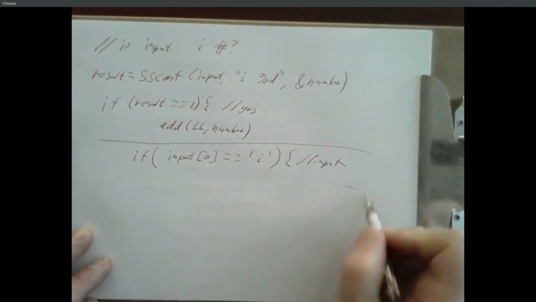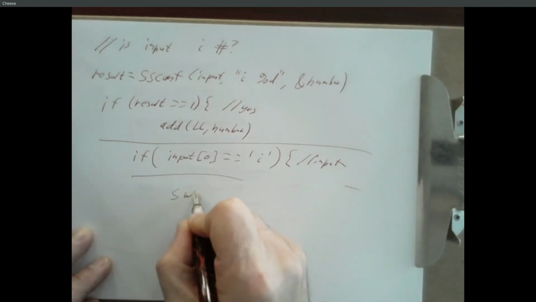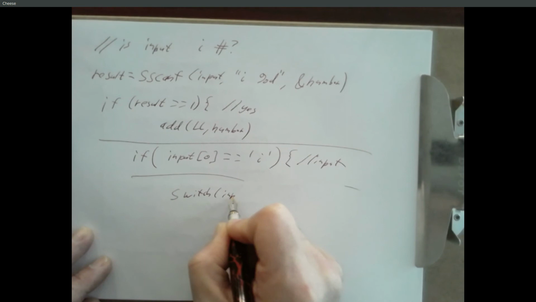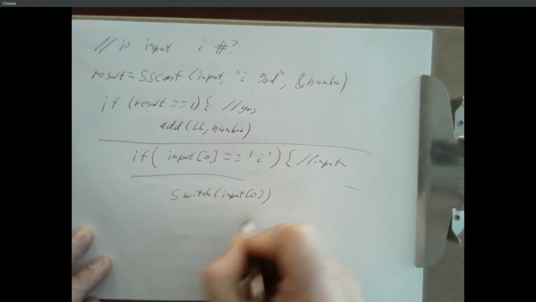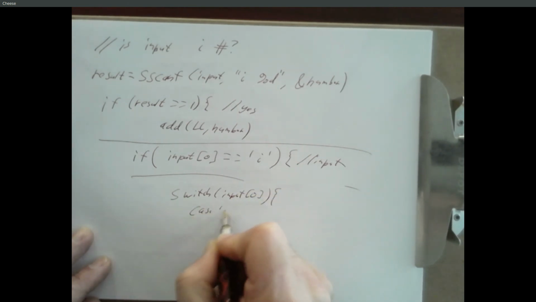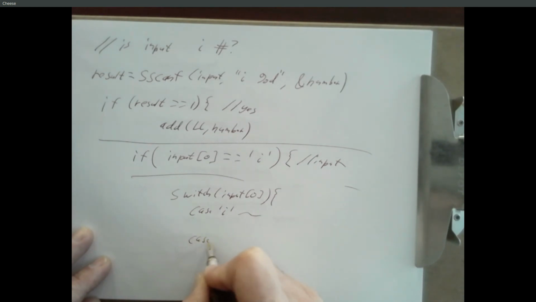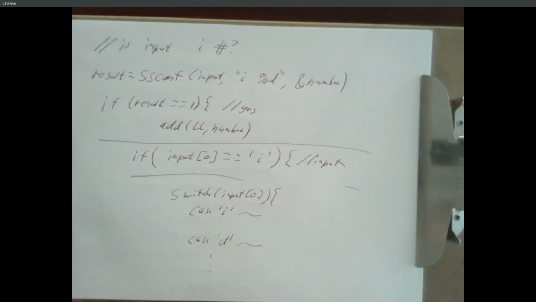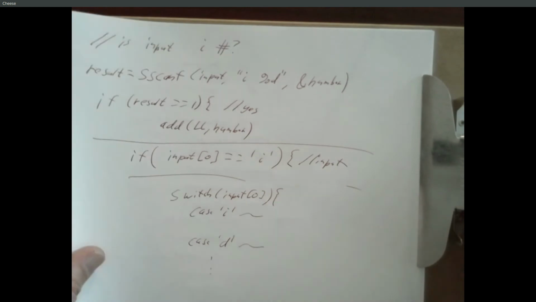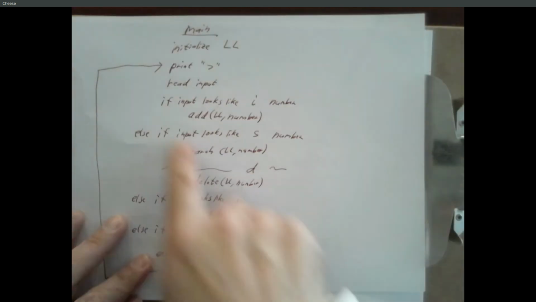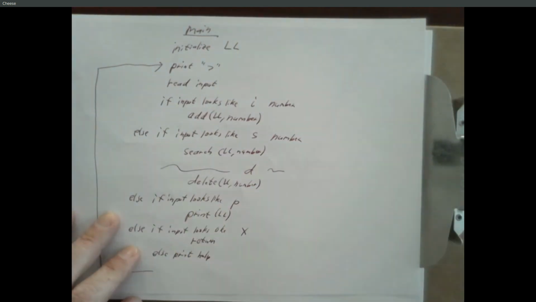Or you could do a switch on input bracket 0. And you could do case I, case D, and so on. So there's a lot of ways you can do this. Bunch of if statements, bunch of scanfs with ifs, switch statement, whatever works for you. But in the end, it's just a bunch of conditionals and calls to your other functions.